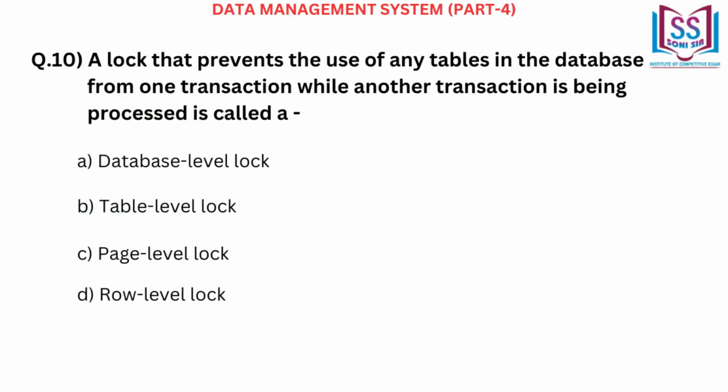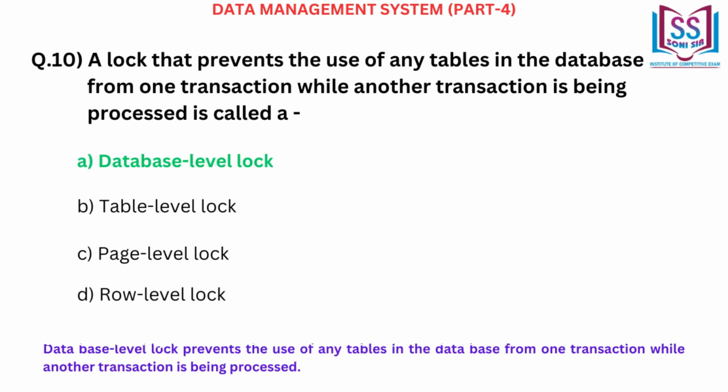A lock that prevents the use of any tables in the database from one transaction while another transaction is being processed is called: A. Database level lock, B. Table level lock, C. Page level lock, D. Row level lock. Correct answer A. Database level lock. Database level lock prevents the use of any tables in the database from one transaction while another transaction is being processed.